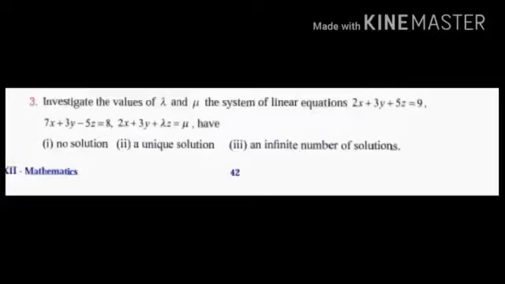Exercise 1.6, third sum. Investigate the values of lambda and nu for which the system of linear equations 2x plus 3y plus 5z equal to 9, 7x plus 3y minus 5z equal to 8, 2x plus 3y plus lambda z equal to nu has no solution, a unique solution, and an infinite number of solutions.